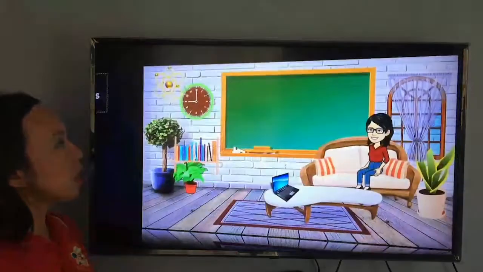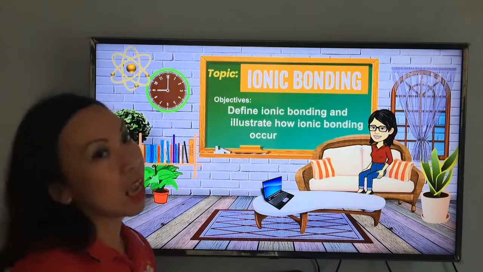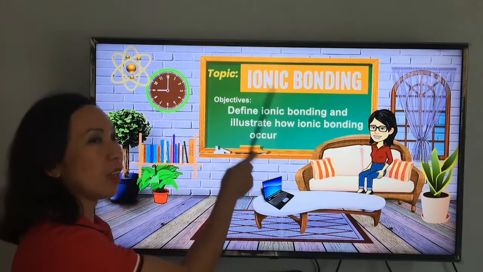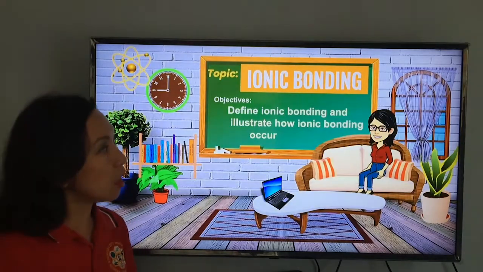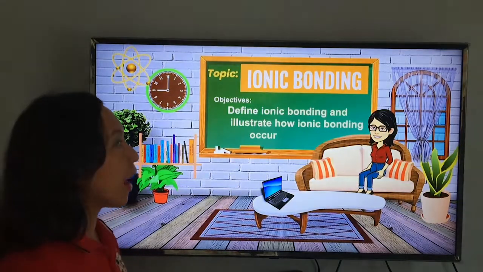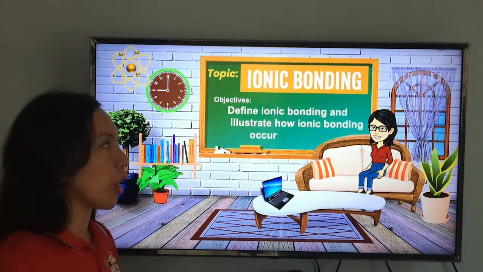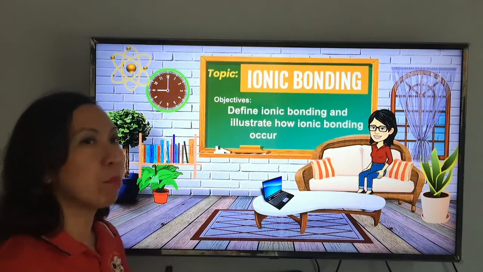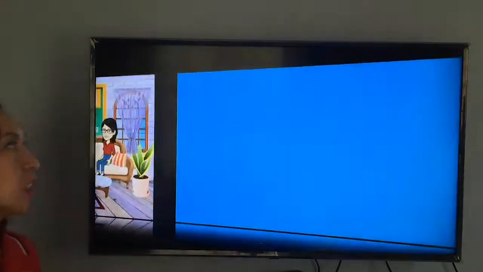Okay, I think you're very ready for our topic for today. Our topic is about ionic bonding. So our objectives are to define what ionic bonding is and to illustrate how ionic bonding occurs. Okay, let's start.